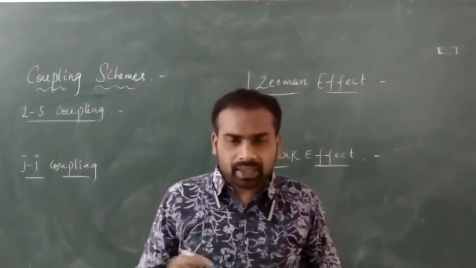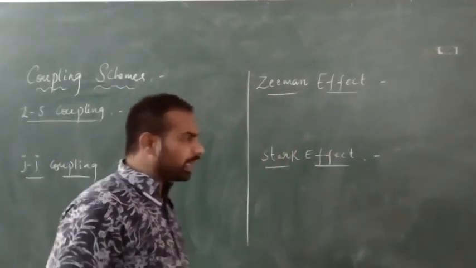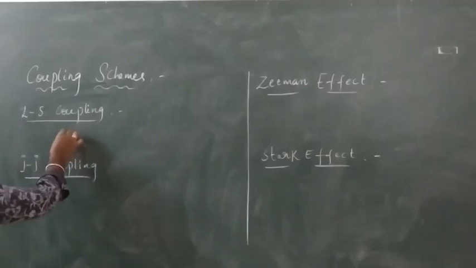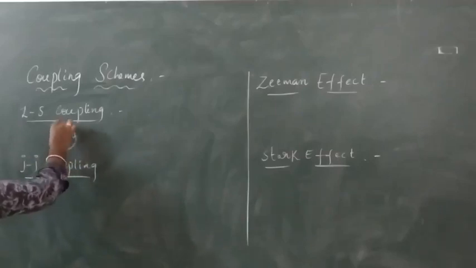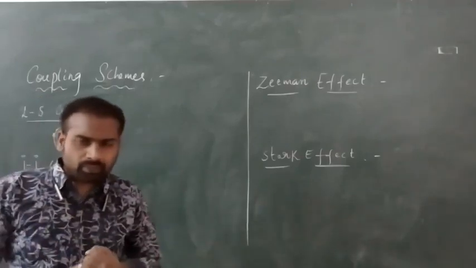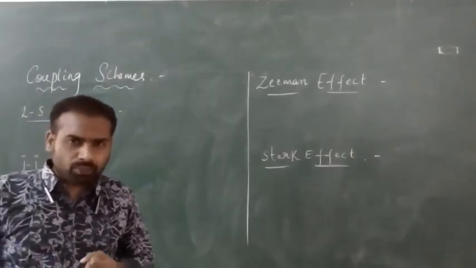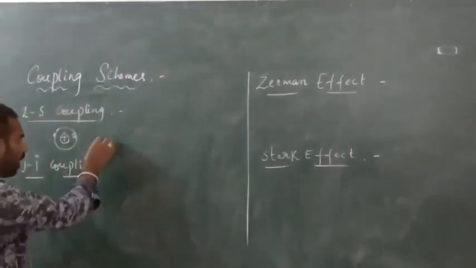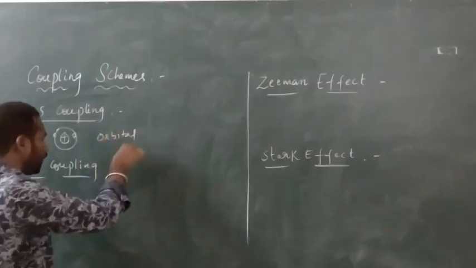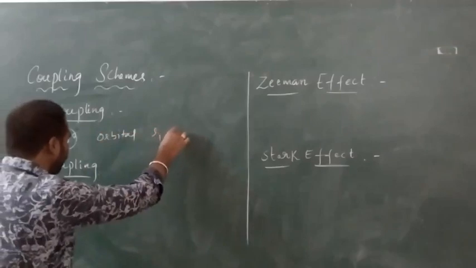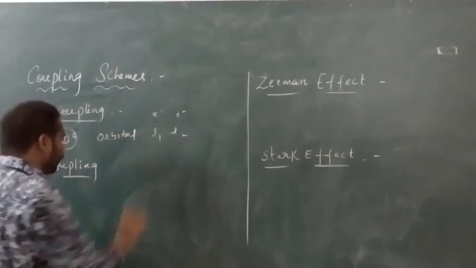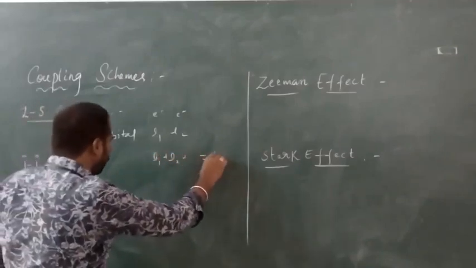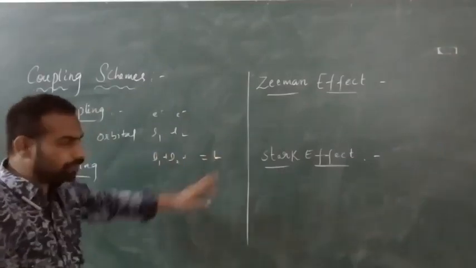The LS coupling is also called normal coupling. In an atom, the electrons will have orbital momentum and also spin momentum. The orbital angular momenta like L1, L2 of the different electrons combine to form L1 plus L2 and so on, which is equal to a total orbital angular momentum capital L.